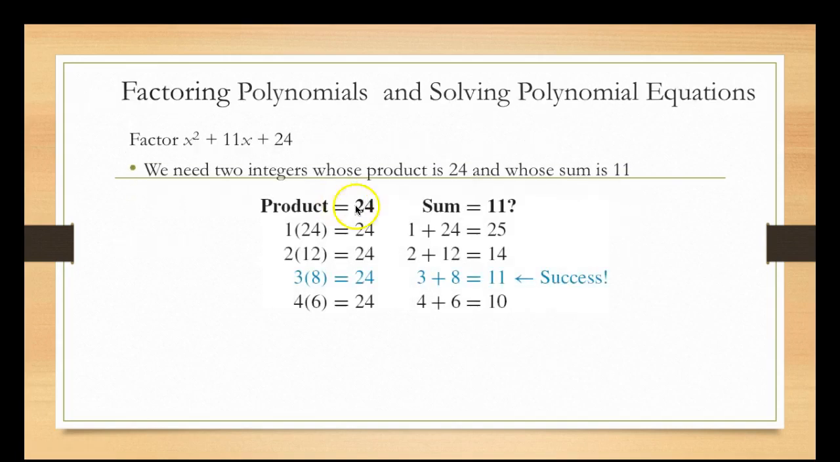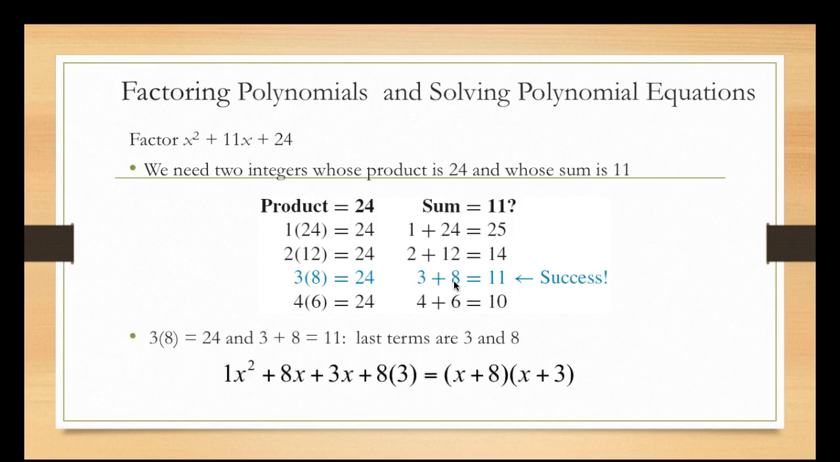So, if you list all the products that give you 24, 1 times 24, 2 times 12, 3 times 8, 4 times 6. Only one of these has a sum of 11. That's 3 and 8. So that means my factors will be x plus 8 and x plus 3.